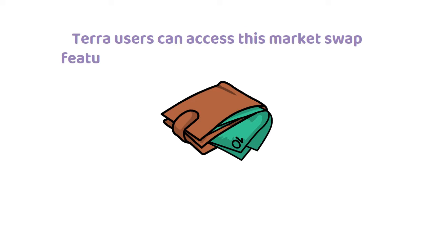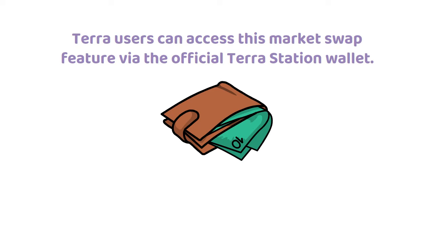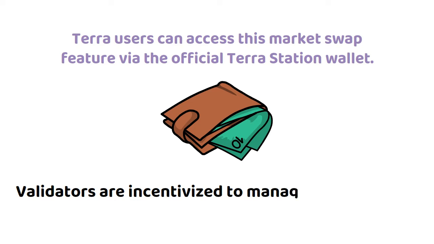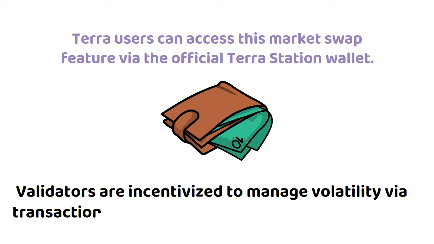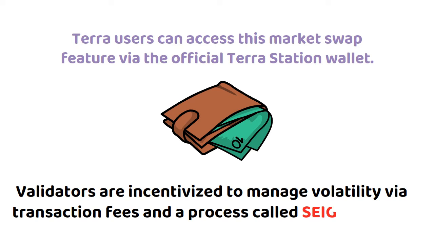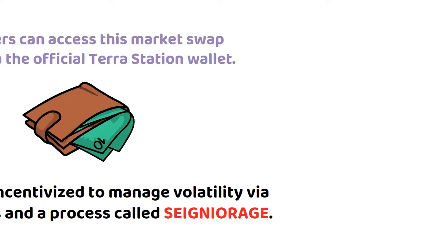The users who manage this volatility on the Terra network are called validators. Validators are incentivized to manage volatility via transaction fees and the process called seigniorage. In terms of fees, validators are simply paid a small fee every time a transaction occurs on the Terra network. These fees vary based on the current volatility of UST and Luna.